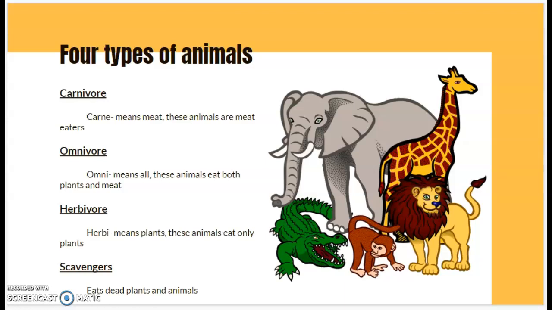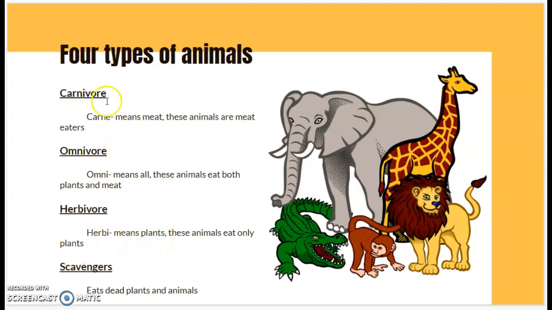Okay, so there are 4 types of animals. You have a carnivore. Carne, the first part, means meat, so obviously these animals are meat eaters. An omnivore, omni, means all. These animals eat both plants and meat. And herbivore, herb, means plants. So these animals only eat plants.